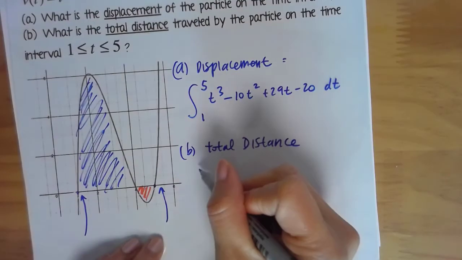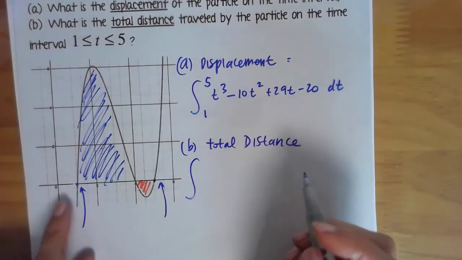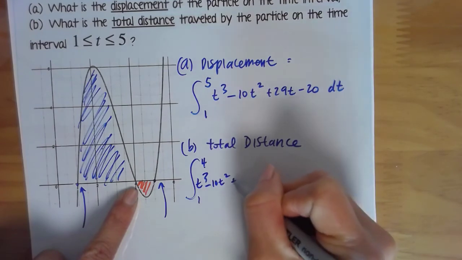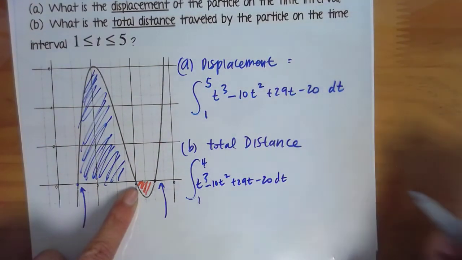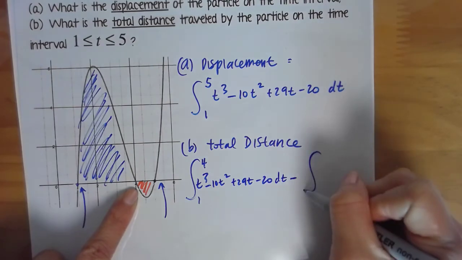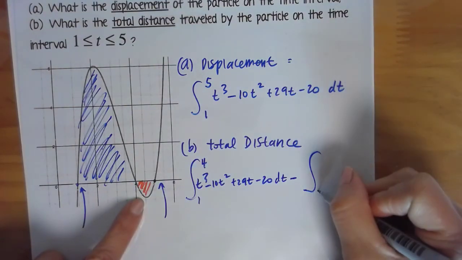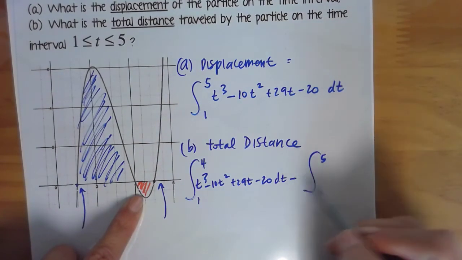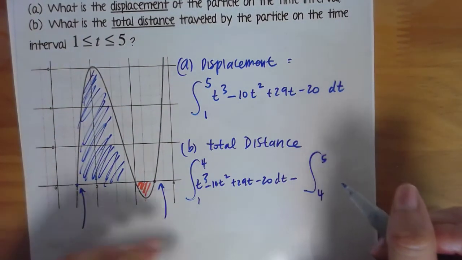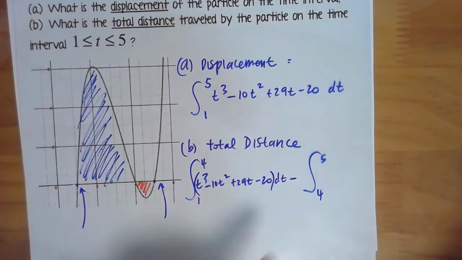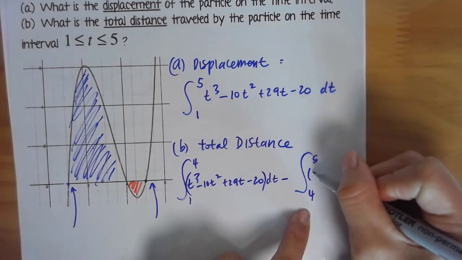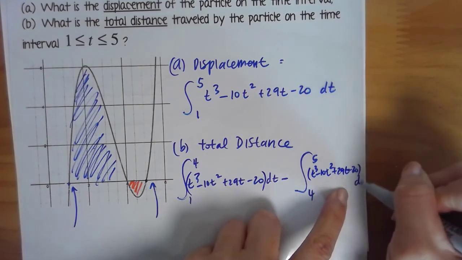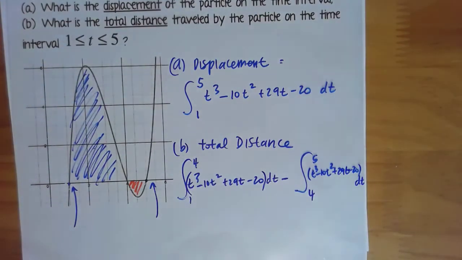And that's going to be two separate ones. From 1 to 4, it's positive, so we're going to integrate that separately. And we're going to add that or subtract the negative part, because this part's negative. So we're going to go from 4 to 5. Why subtract? Because this part is negative. Therefore, we're going to subtract to get the positive. Let me put this in parentheses so we can keep it more organized. Then you go t cubed minus 10t squared plus 29t minus 20 dt. So it's separate, but it's going to be the absolute value.